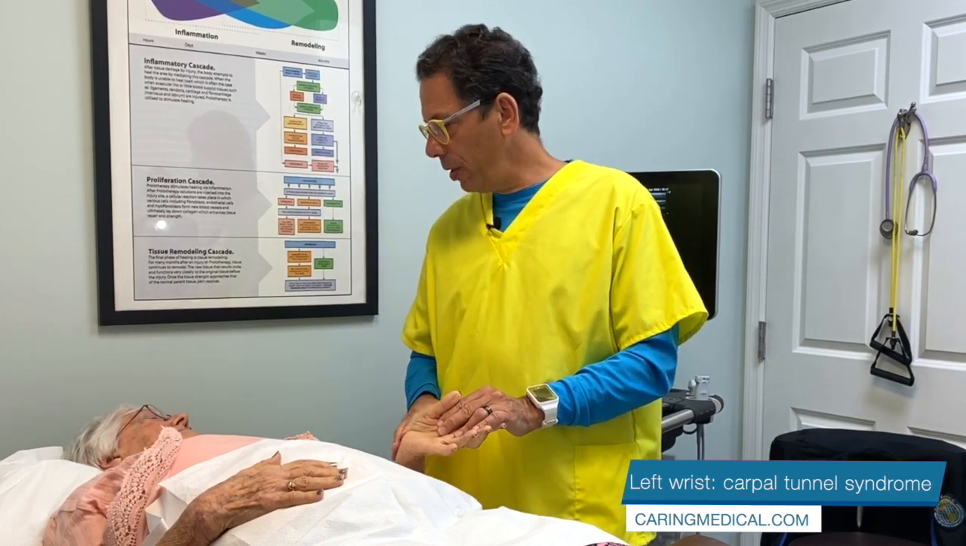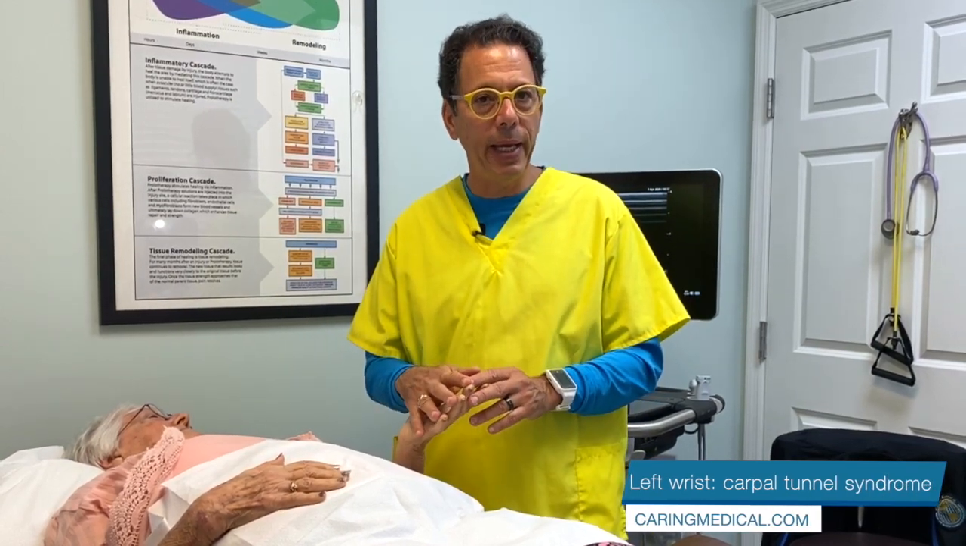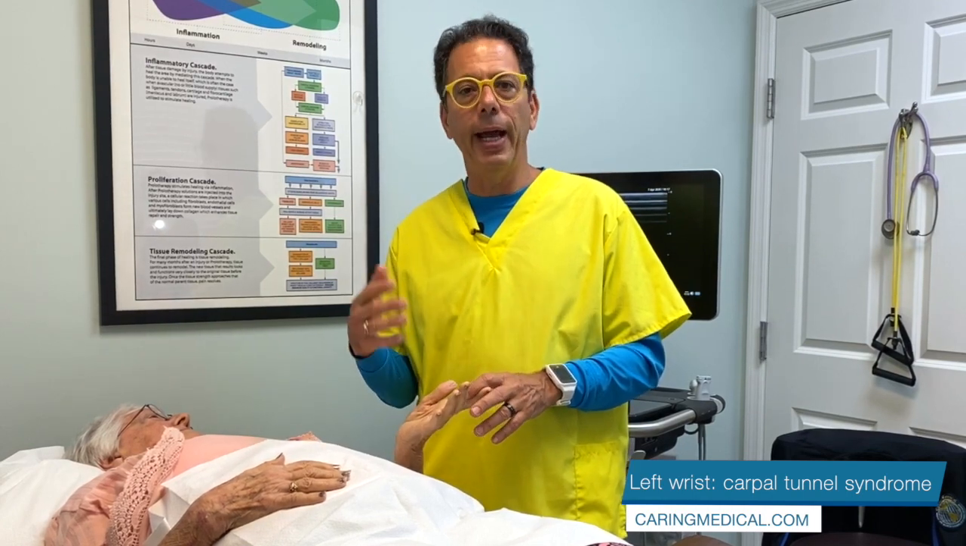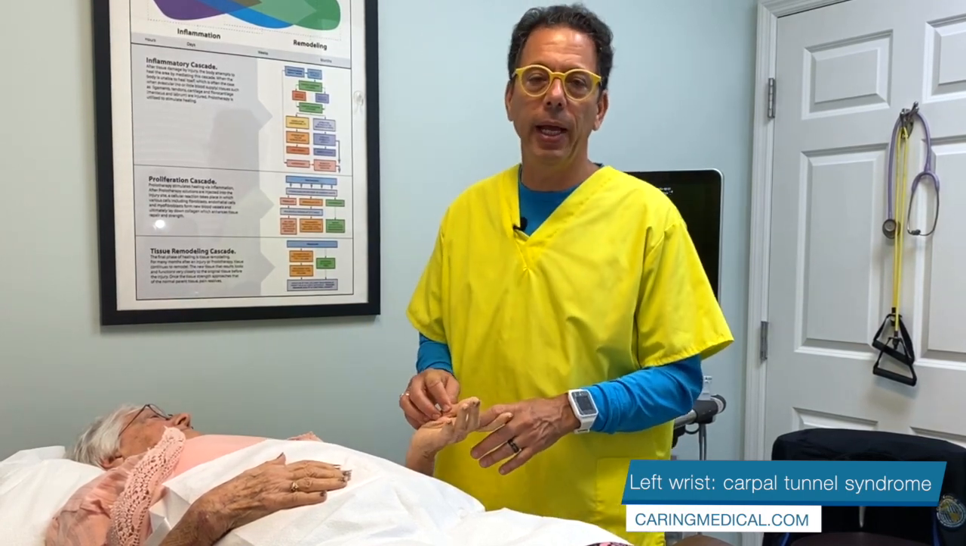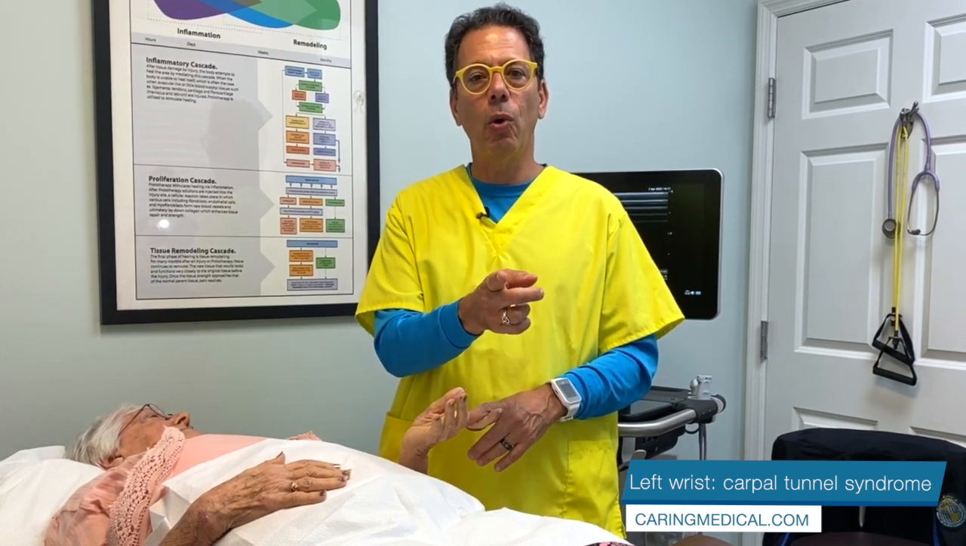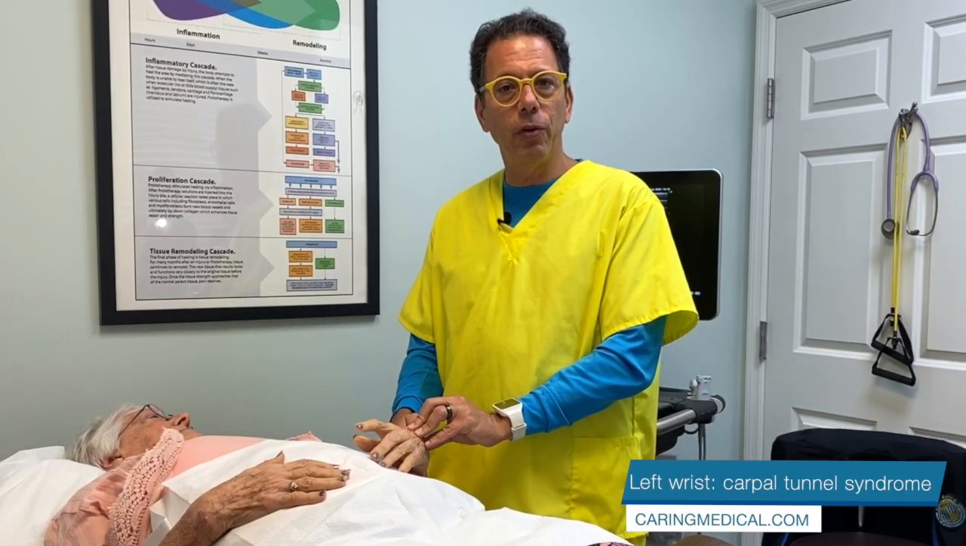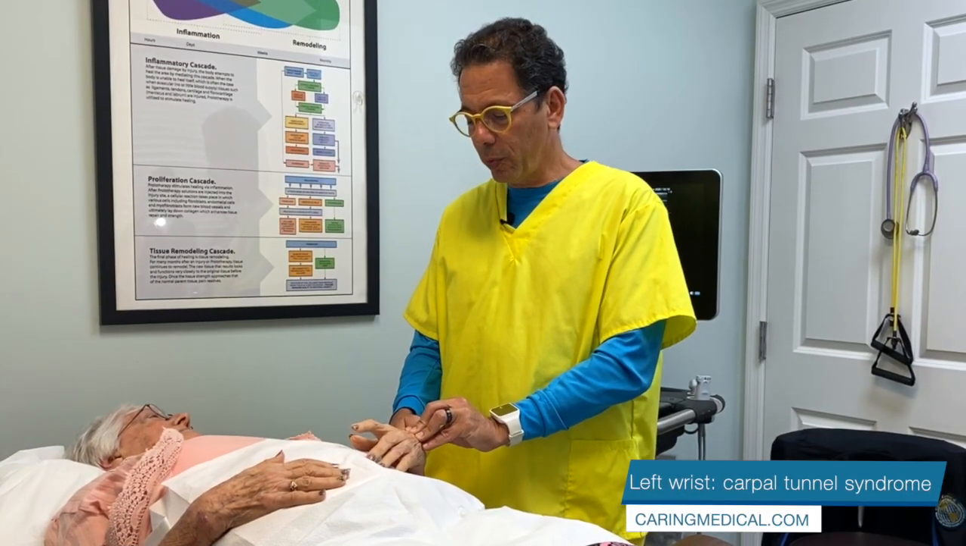Because the nerve is getting compressed, she gets numbness and pain mostly at night, but it's starting to come during the day. And I'm going to show an ultrasound picture of her swollen median nerve. She meets the criterion for carpal tunnel syndrome, and the treatment of choice for this is going to be stabilization of her wrist with prolotherapy, which we'll do.